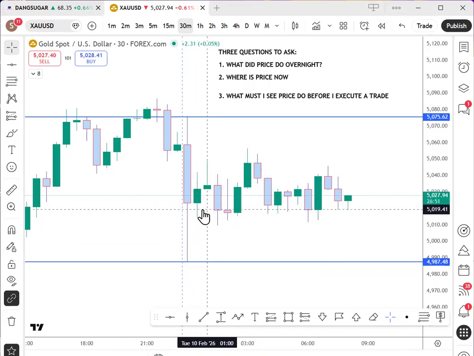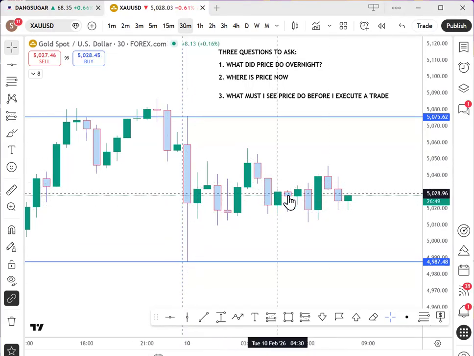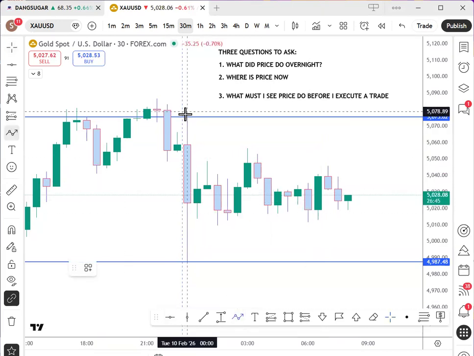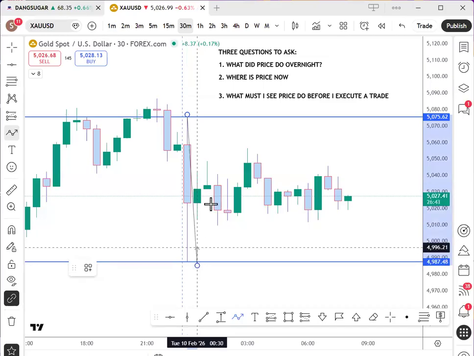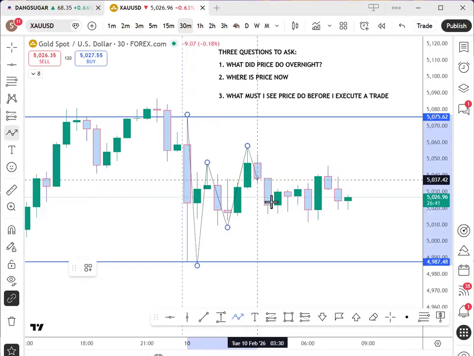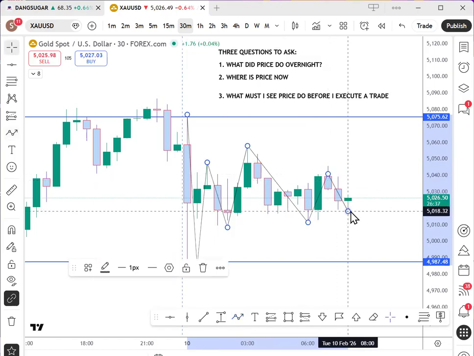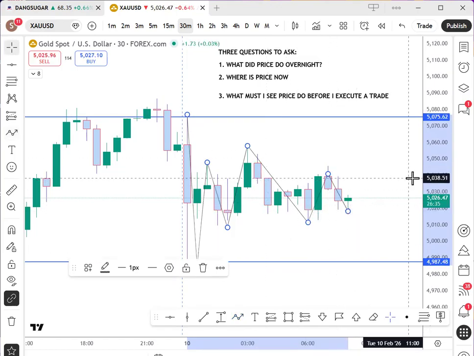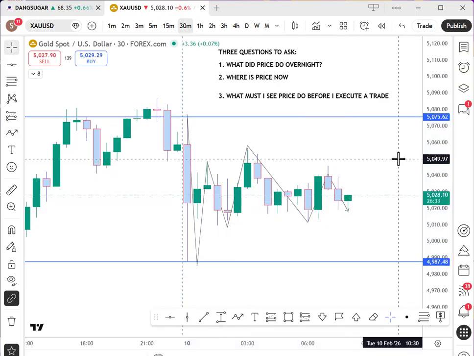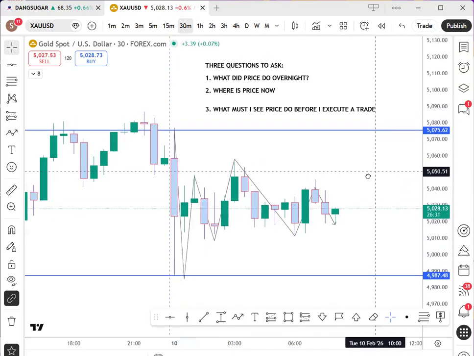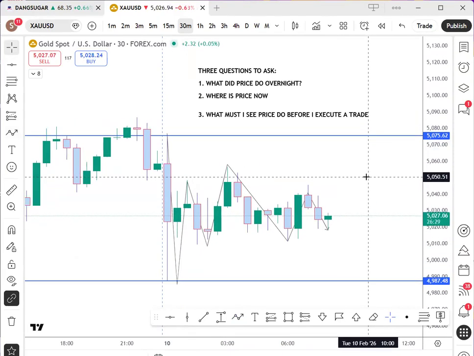as at the 10th of February. We don't see any break of structures right here. So all price has done is just move up from this top here. It's moved down, moved up, moved down, moved up, moved down. Let's say somewhere here, moved up. So it's just going back and forth, just going sideways. So if price is ranging, what must I see price do for me to take an action?